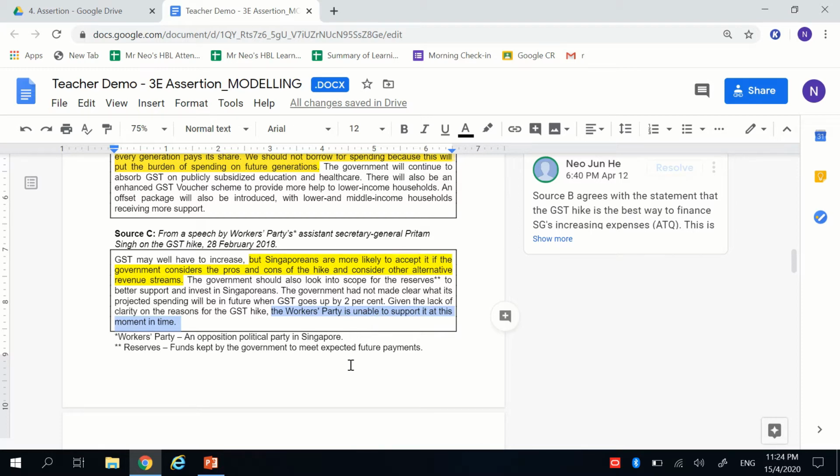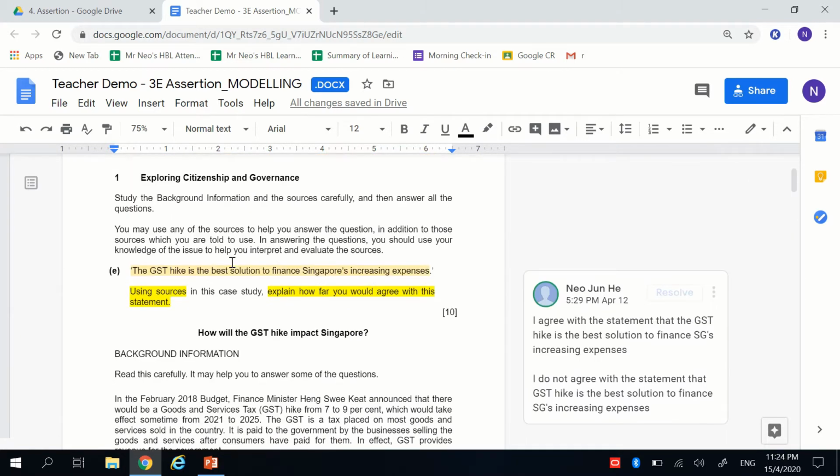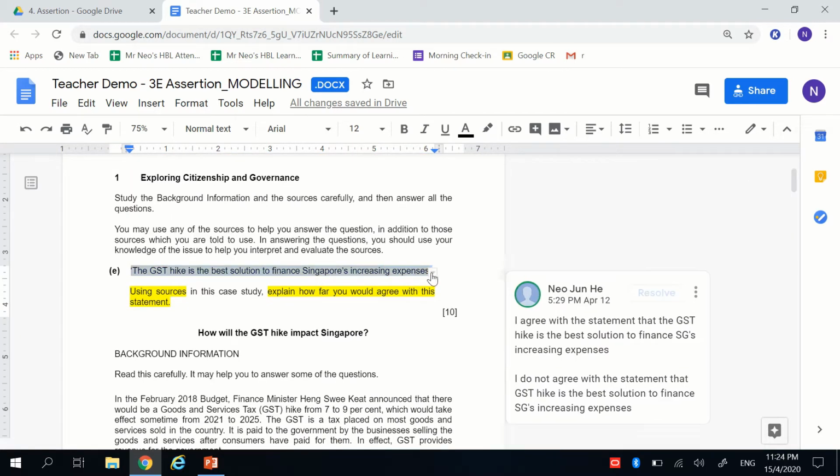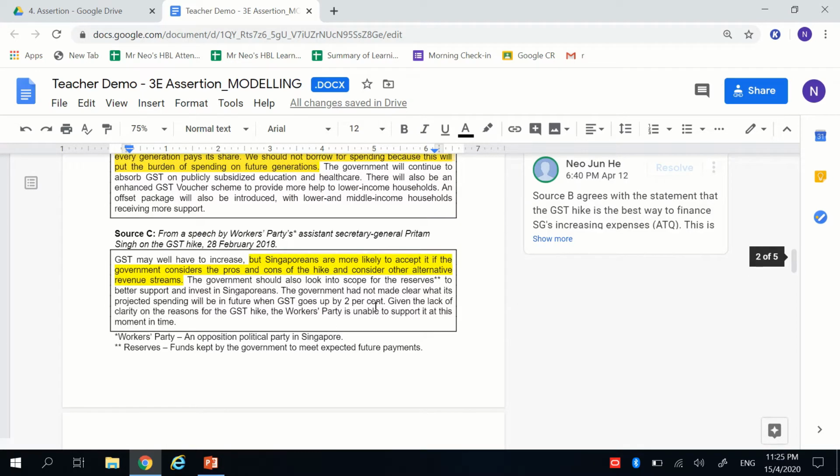So let's conclude this and link it back to the given statement. The GST hike is the best solution to finance Singapore's expenditure. Given everything that we've read now, do you think that this is the best way to finance Singapore's expenditure? Take 5 seconds to think through.